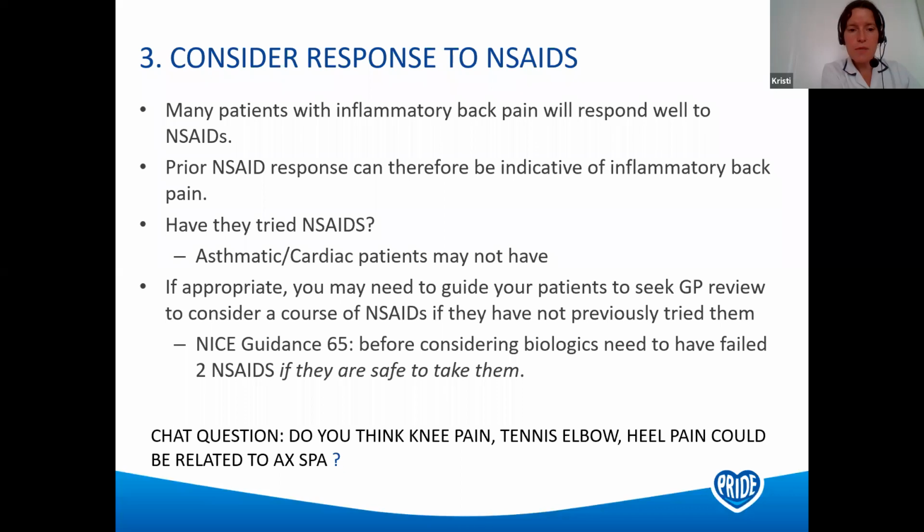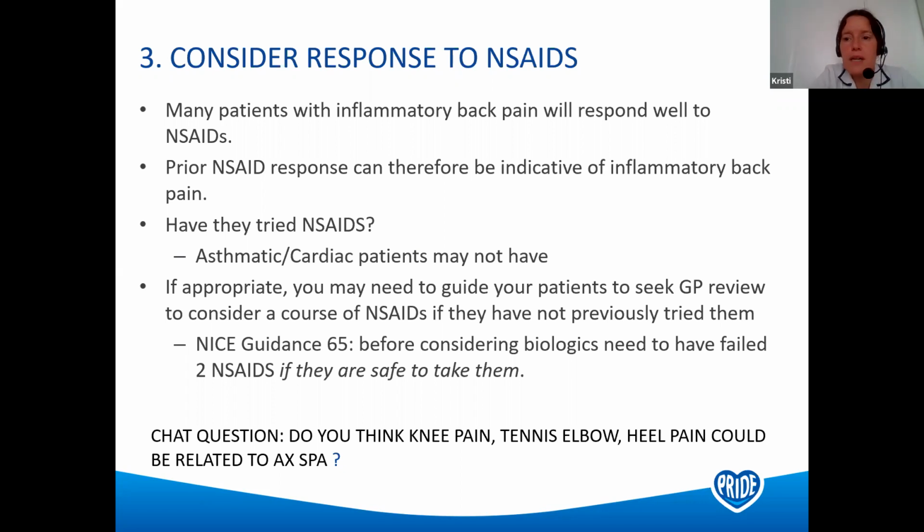Obviously, some patients won't take them. Your asthmatic, your cardiac patients may not be able to take these. So if you're not a GP, think about sending the patient to their GP to see if it's safe for them to take an NSAID. Could they try it? If GPs haven't tried them on NSAIDs, it's a really useful bit of information. If they're coming to rheumatology and they've tried anti-inflammatories and they're just not working, not optimizing their pain, not helping enough, if they've tried and failed 2 anti-inflammatories, then we can start looking at whether or not they could go on to biologics. So they need to fail. NICE guidance suggests they need to fail 2 NSAIDs before they can be trialed on biologics. So if they're safe to try, get them on them.